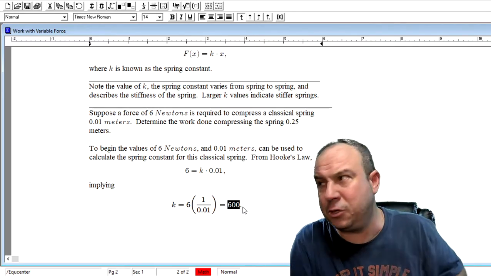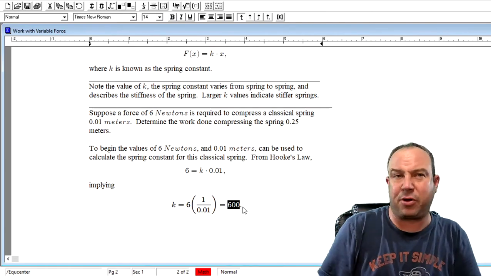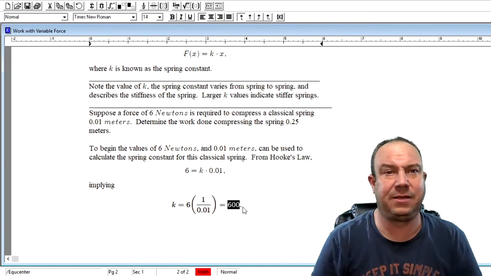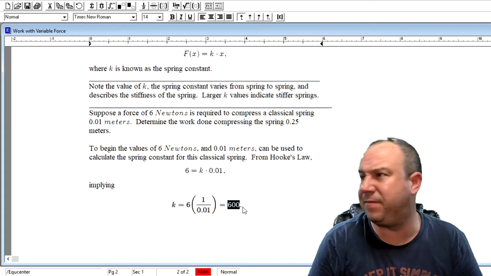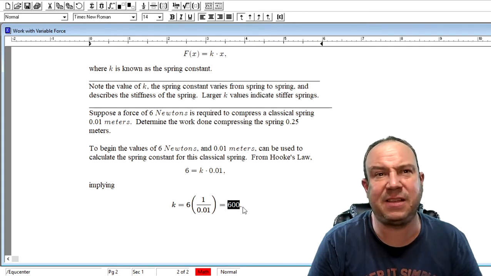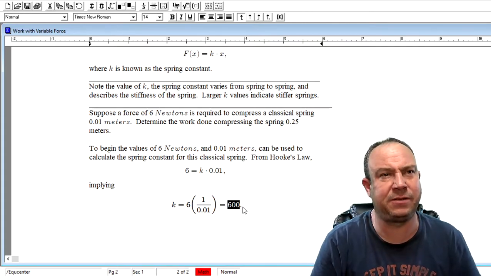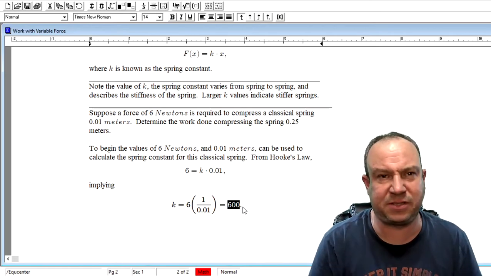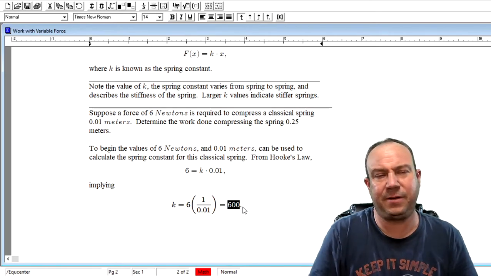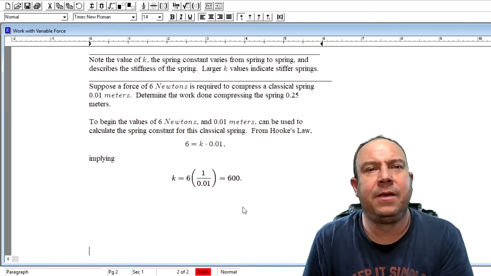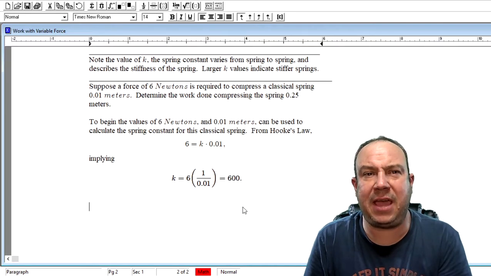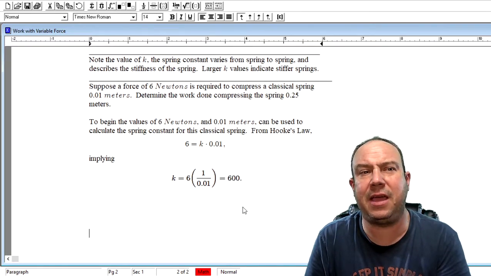It took 6 newtons to compress it very little. So it's pretty stiff, if you had to give a comparison or just talk about stiffness. All right? Well, with that information about k, we can now go back and take note.